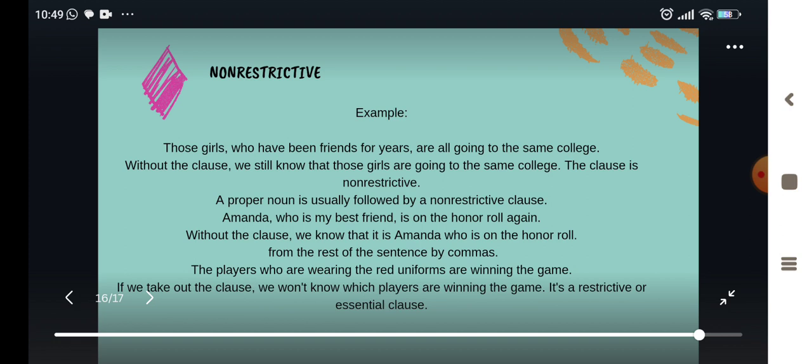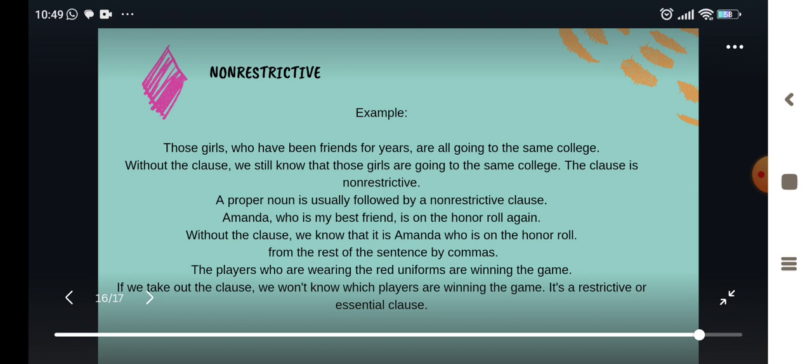Those girls, who have been friends for years, are all going to the same college. Without the clause, we still know that those girls are going to the same college. The clause is non-restrictive. A proper noun is usually followed by a non-restrictive clause. Amanda, who is my best friend, is on the honor roll again. Without the clause, we know that it's Amanda who is on the honor roll.